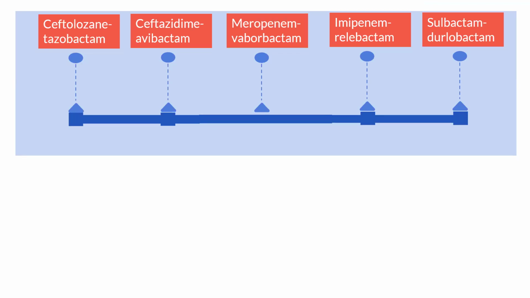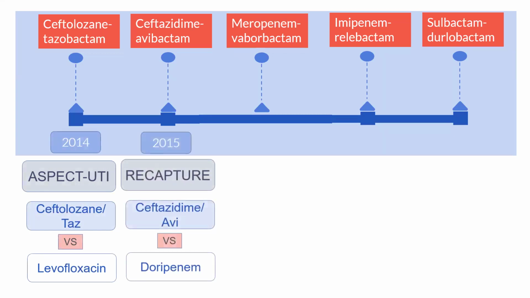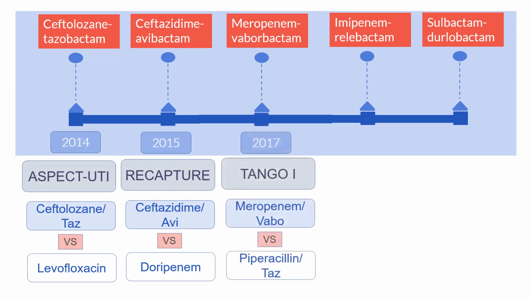For the already approved molecules, ceftolozane-tazobactam was approved in 2014 under the ASPECT-cUTI trial, a non-inferiority trial comparing it versus levofloxacin. Ceftazidime-avibactam was approved in 2015 under the RECAPTURE trial, also a non-inferiority trial comparing ceftazidime-avibactam versus doripenem. Meropenem-vaborbactam was approved in 2017 under the TANGO 1 trial, comparing meropenem-vaborbactam versus piperacillin-tazobactam.